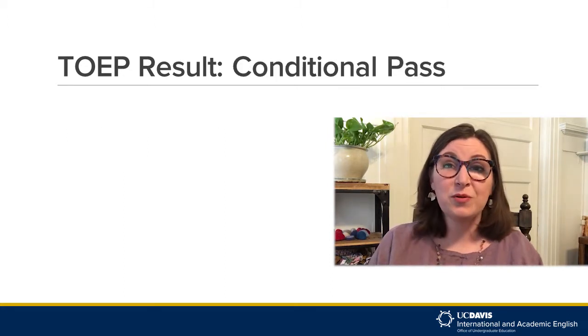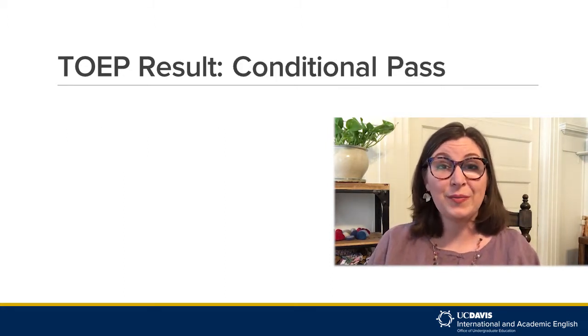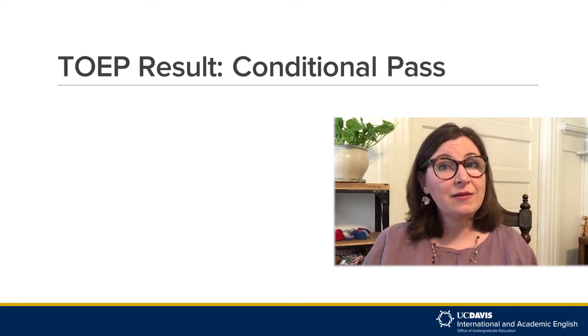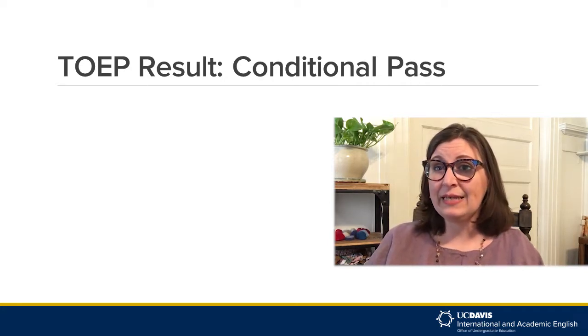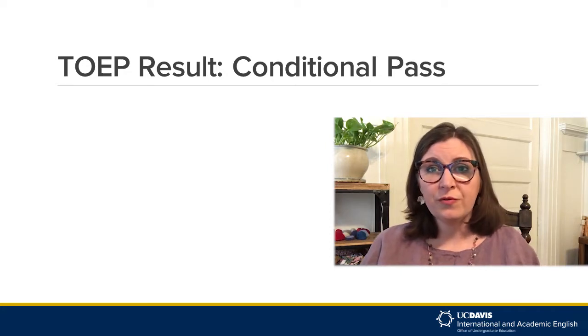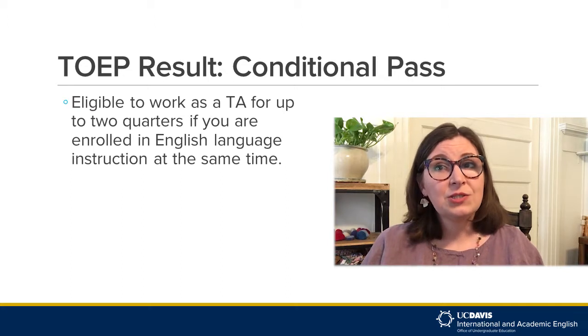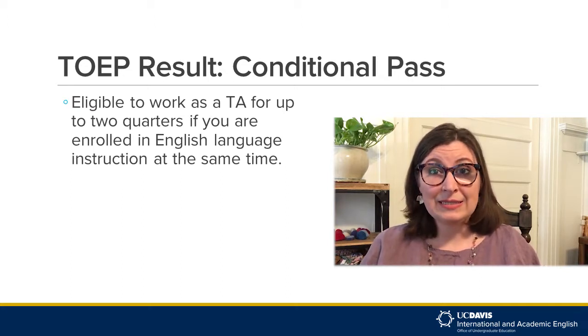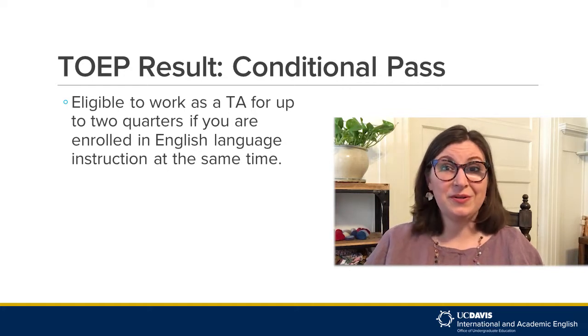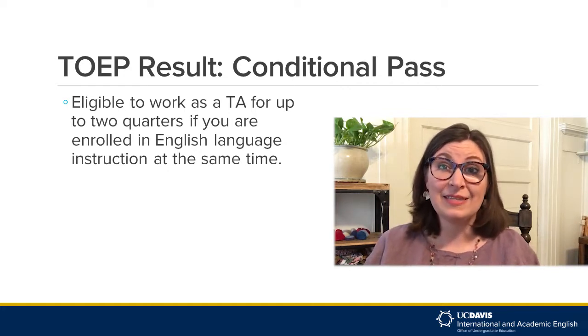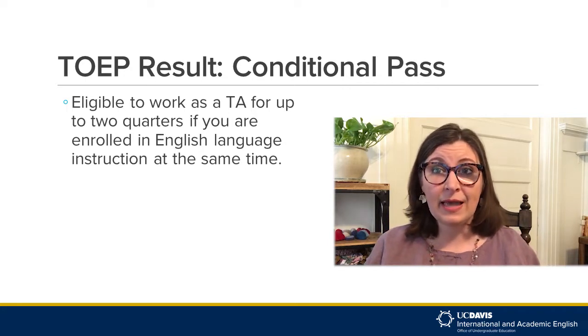The second possible result of the TOEP is a conditional pass. This score indicates that you have proficiency in many of the language skills you will need as a TA, but still need to improve your skills in 1 or more areas. With a conditional pass, you can start working as a TA. You may hold a TA position for up to 2 quarters if you are enrolled in approved English language instruction at the same time that you are working as a TA.